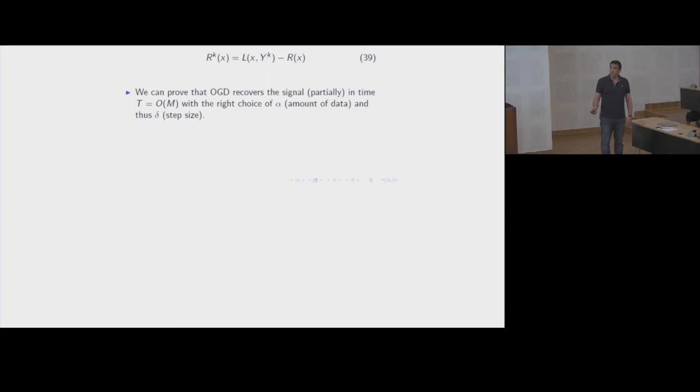Okay, then we can prove that online gradient descent, which I just described, recovers the signal partially, as I mentioned in the Tensor PCA, in time t, which is of order m, the amount of data I have, because when you do online, you don't repeat, so you just use your data. If you have the right choice of alpha, remember alpha was m over n, and then delta, the step size, okay?